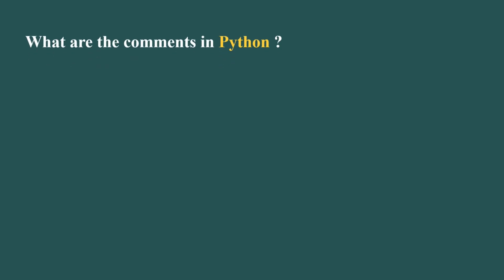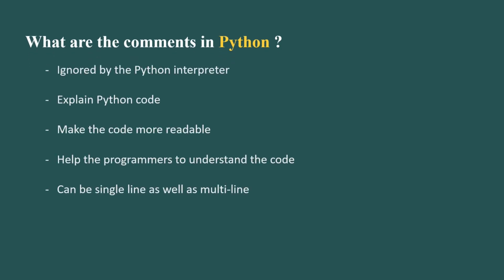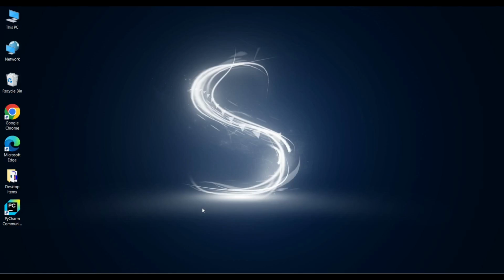What are the comments in Python? Comments in Python are the lines in the code that are ignored by the interpreter during the execution of the program. Comments can be used to explain Python code. Comments enhance the readability of the code and help the programmers to understand the code very carefully. Comments can be of single line as well as of multi-line.